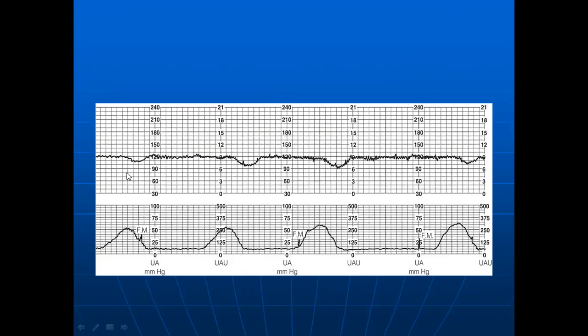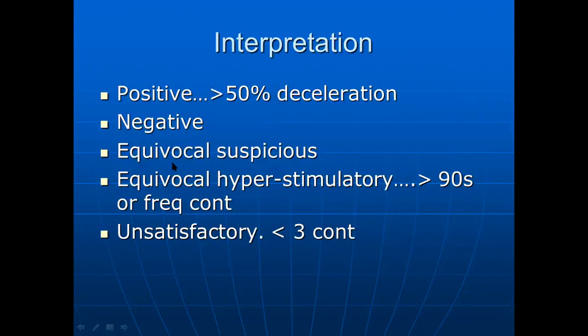This is an example of the test. The lower chart showing the uterine contraction and the upper chart showing the fetal heart rate. What is the interpretation? We have one of 5 interpretations. Either the test is positive, it means that there is more than 50% deceleration. What is meant by deceleration? There are two types of deceleration, either early deceleration or late deceleration.